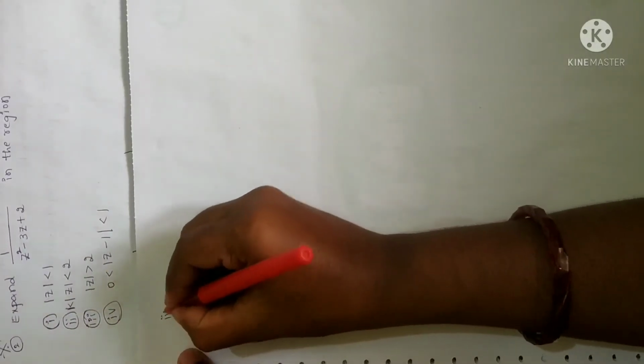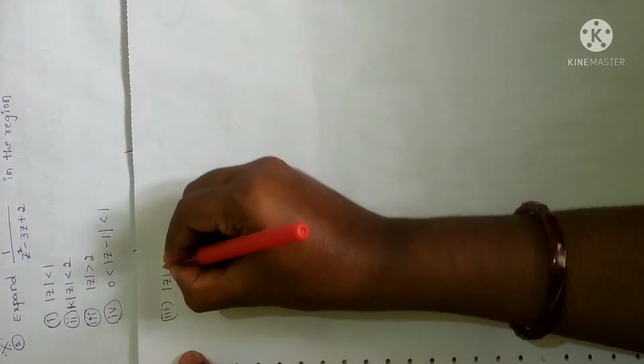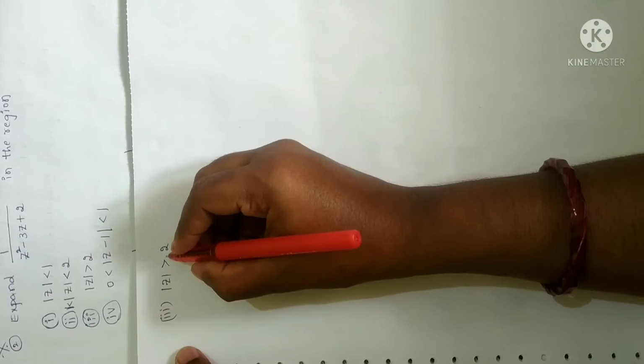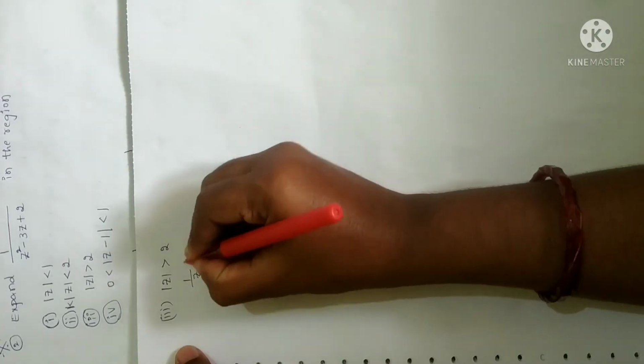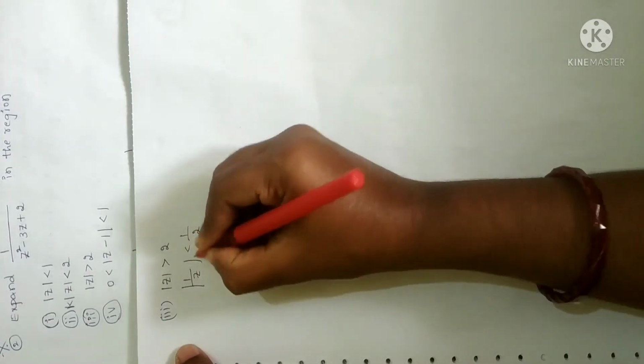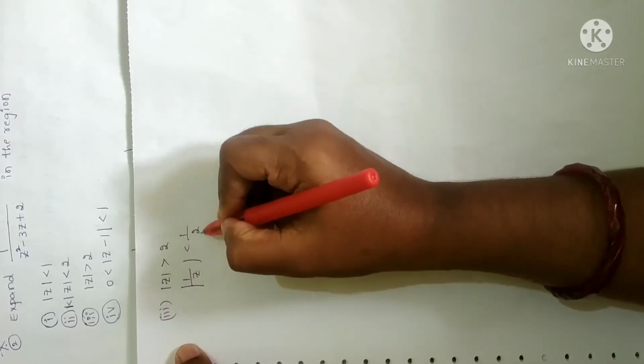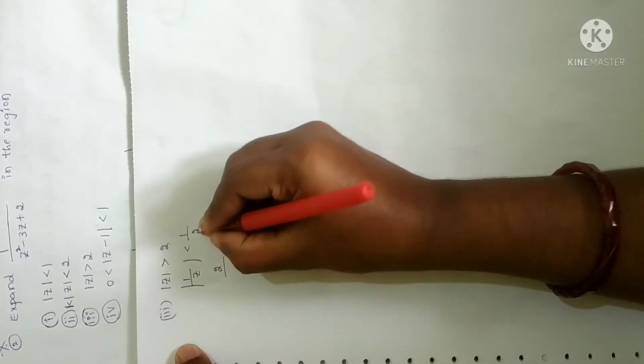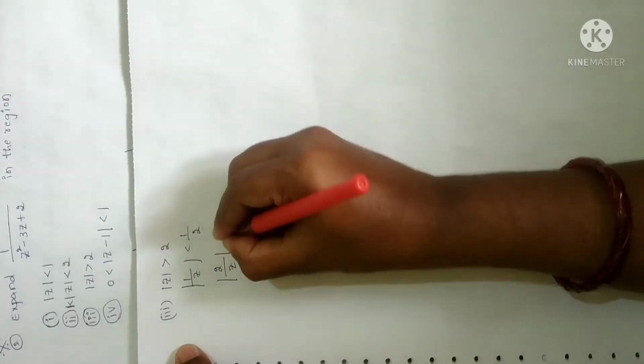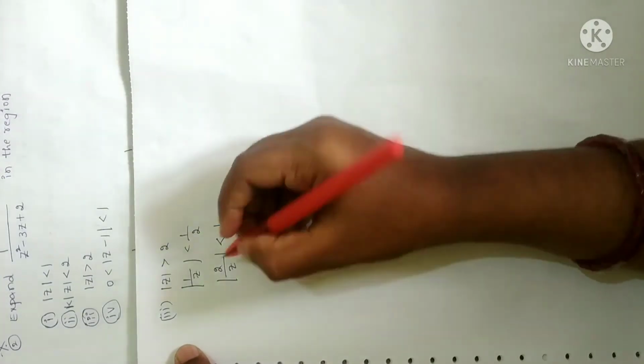Third sub question. I'll just write the third sub question here. The third sub question is mod z greater than 2. So whenever mod z is greater than 2, I can write 1 by z is less than 1 by 2. I am taking the reciprocal, so greater than will become less than. Again, I can write 2 by z, just do the cross multiplication, 2 by z is less than 1. Fine. Now let me simplify.